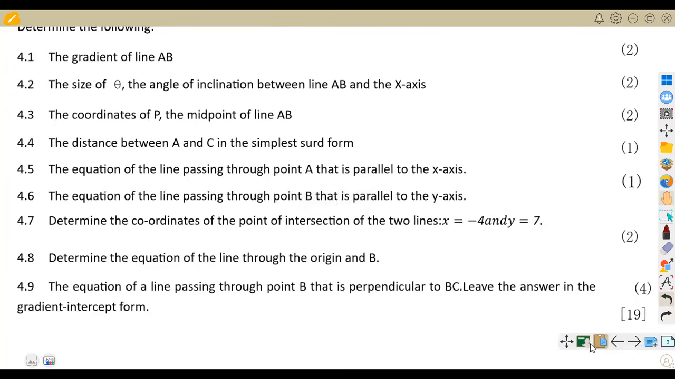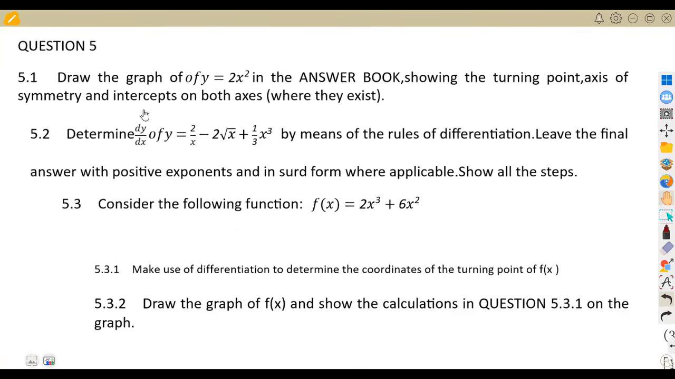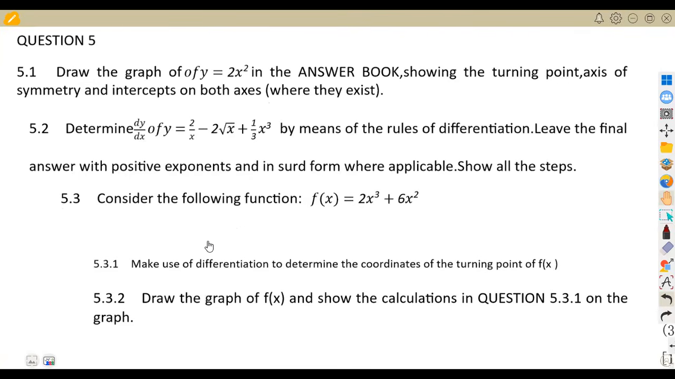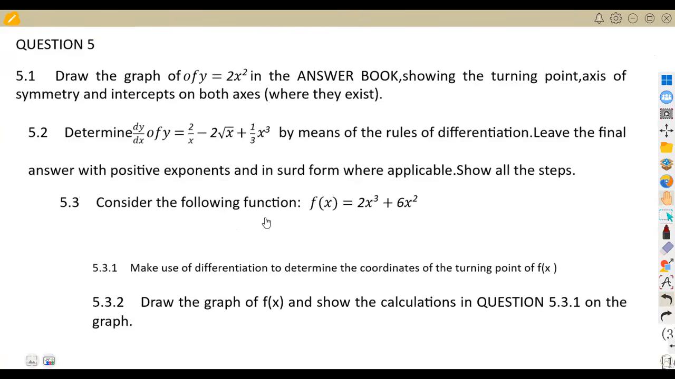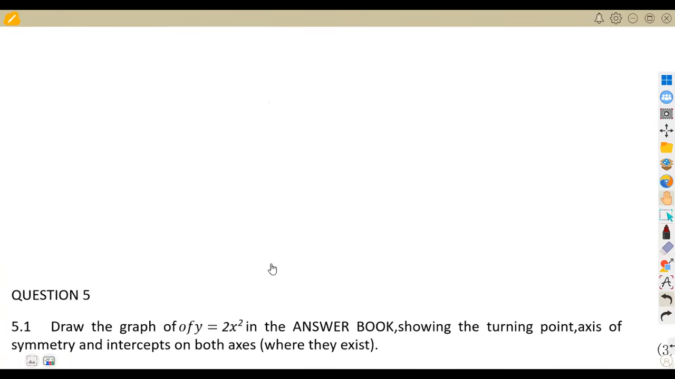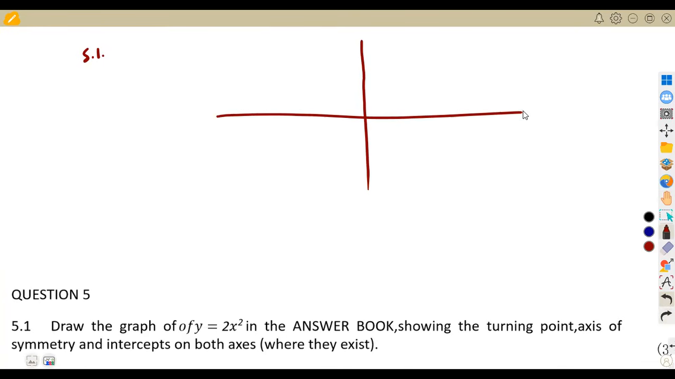Let's see the other part of the question. They were given to draw the graph of y = 2x² in the answer book, show the turning point and so forth. So actually the graph of y = 2x², guys, is actually nothing. If we were to have this even on the graph paper, we're just going to have something of this nature. There's nothing that was important on that part, but they're saying in the answer book, so it was just a sketch that you're having. So you can just have your x values and your y values.